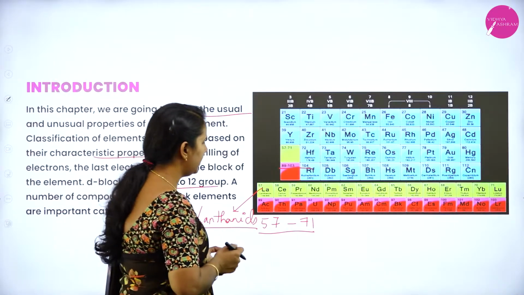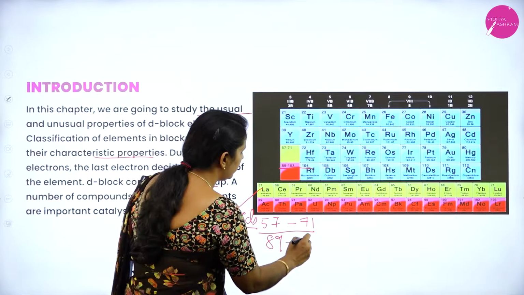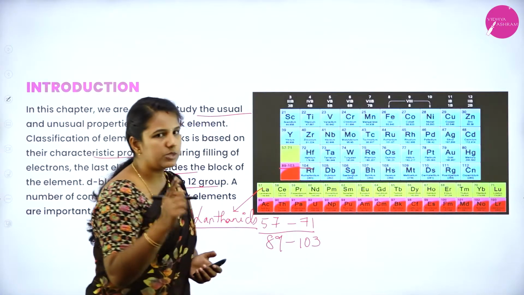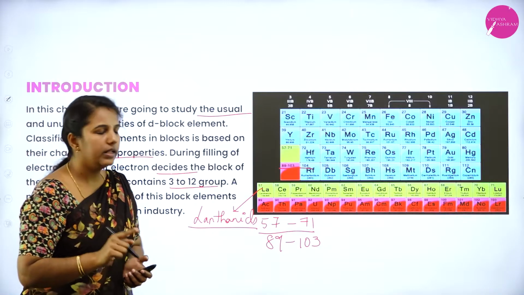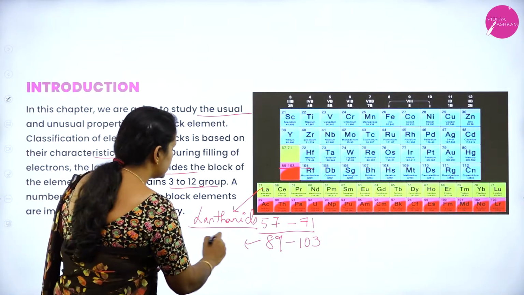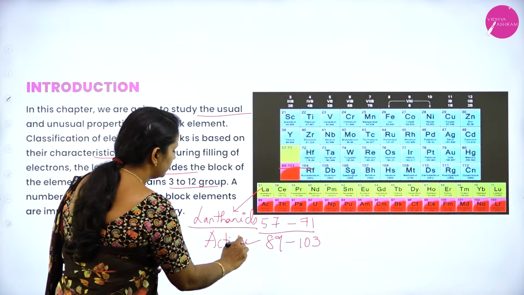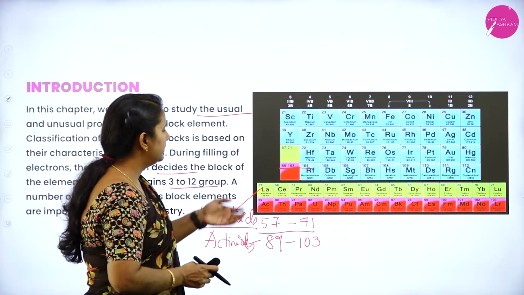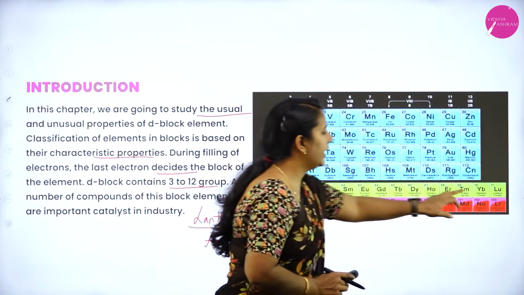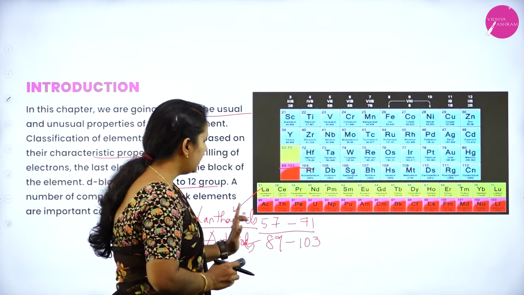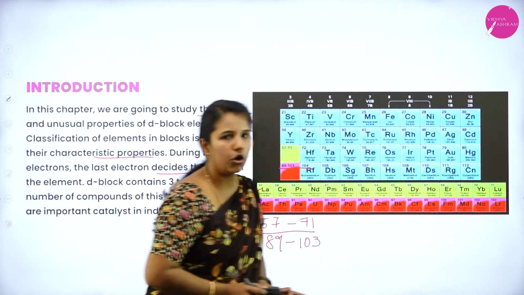That is also mainly because the elements from atomic number 89 to 103 have been placed below in the periodic table, and that also consists of 14 elements. They are called actinides. The lanthanide series starts from lanthanum and ends with lutetium. Similarly, the actinide series starts with actinium and ends with lawrencium.